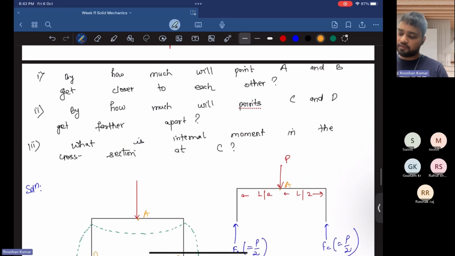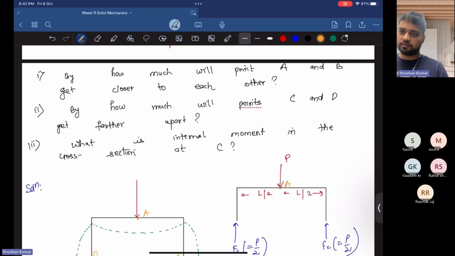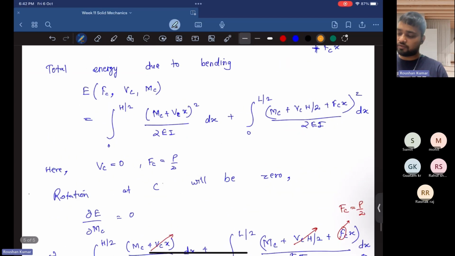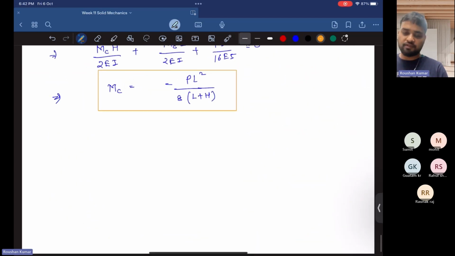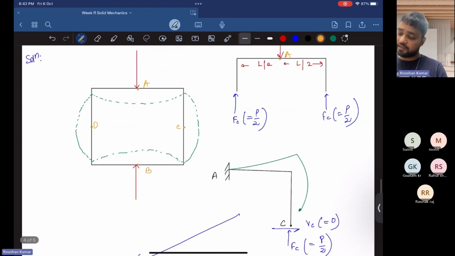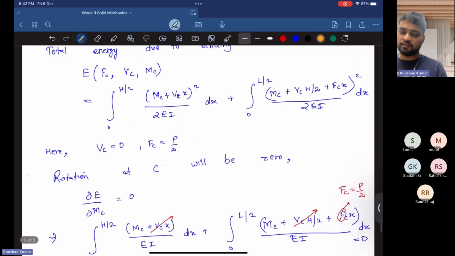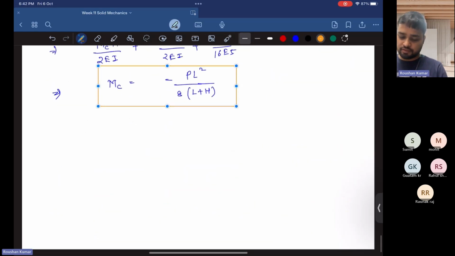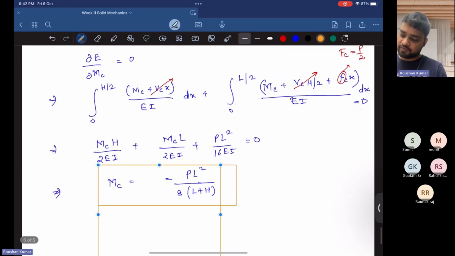So what is the internal moment in the cross section at C? We solved this question. The third part of this question is asking about the internal moment in the cross section at C. So the internal moment at the cross section at C will be minus PL square upon 8 into (L plus h). Now we have to find how much points A, B, C and D displace.